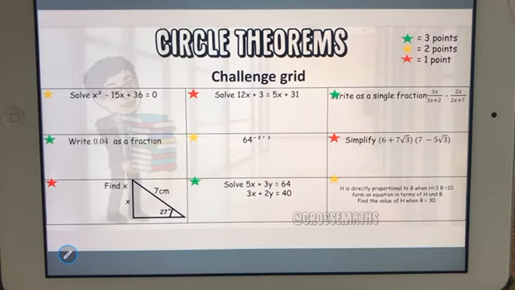I got 12x plus 3 equals 5x plus 31. We're going to take away 3 from both sides first. We should end up with 12x equals 5x plus 28. Then I'm going to take away 5x from both sides. You end up with 7x equals 28. If 7x equals 28, x has to be 4.